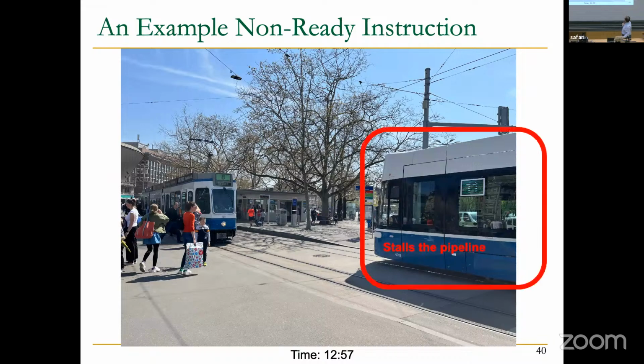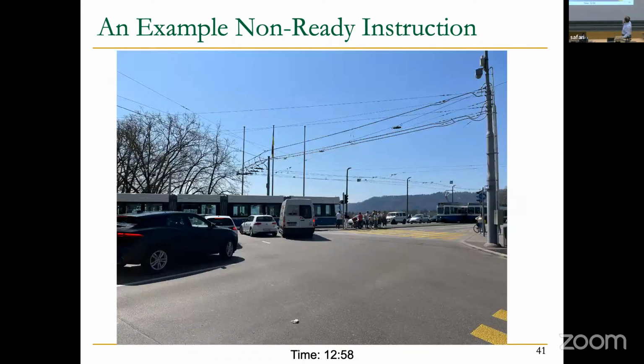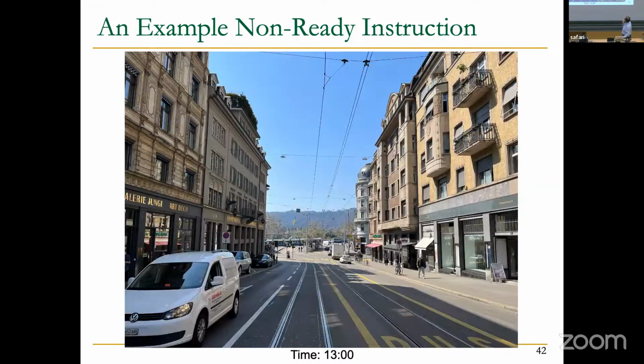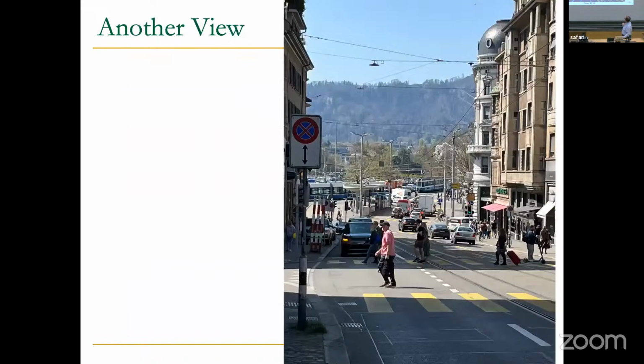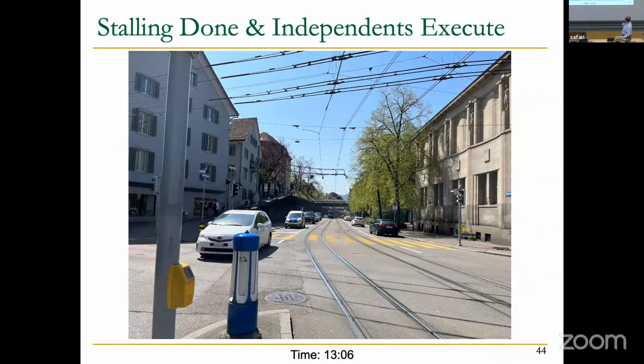And this is another view that this tram stalls the pipeline. Another view that still we have that stall. And finally, the stalling is done, and the independent instruction gets time to execute. You can see that tram 5 is moving. So that's the way that we want to get rid of these stalls.